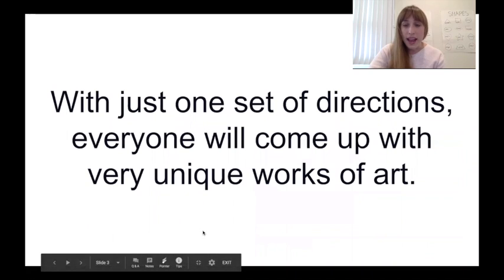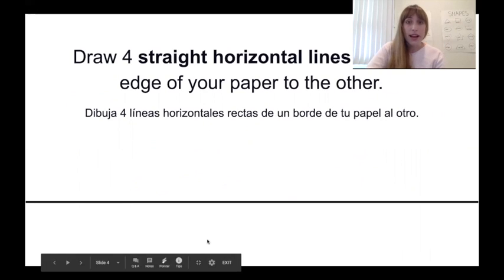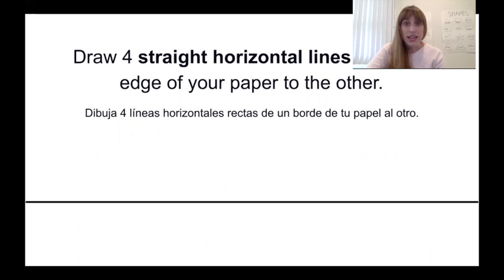So when we are making our rule-based drawings, all of you will get one set of directions and everyone will come up with a very unique work of art. So unique means different, right, or special. Hopefully you already have your supplies out. All you are going to need is a white piece of paper, a pencil, and any tools that you have for coloring. So that could be crayons, markers, colored pencils, anything you have.